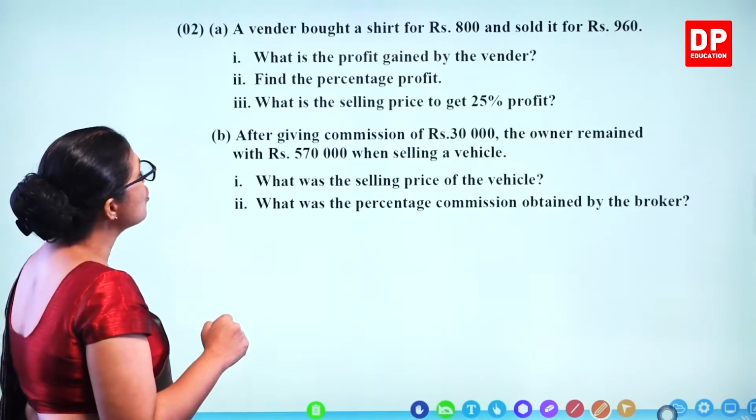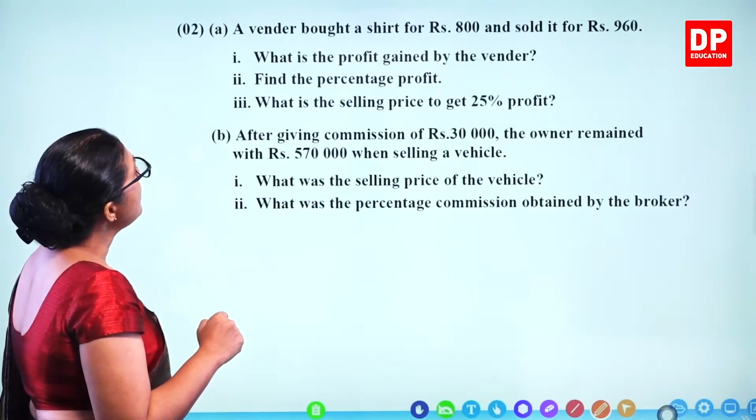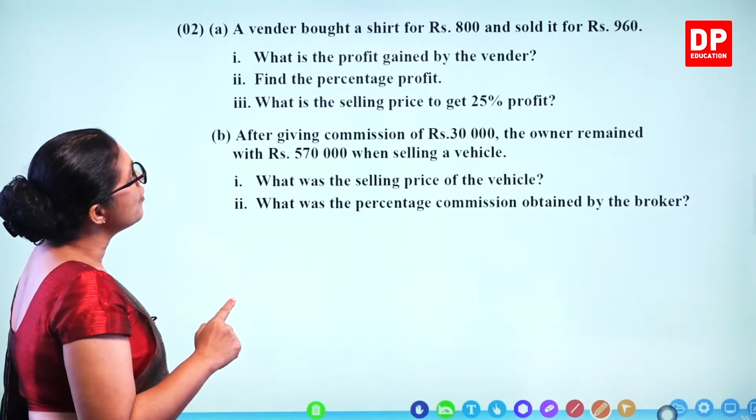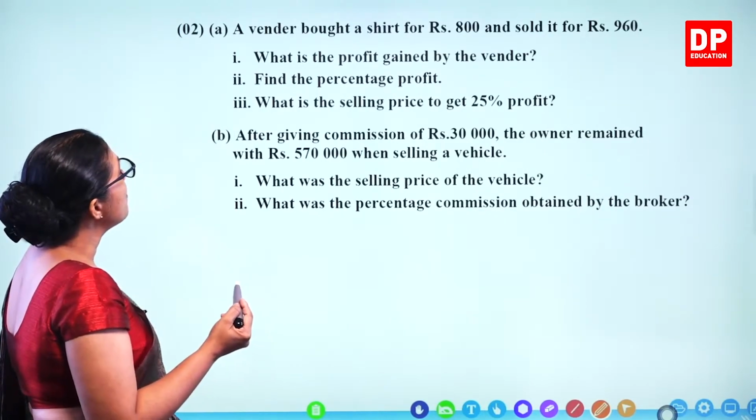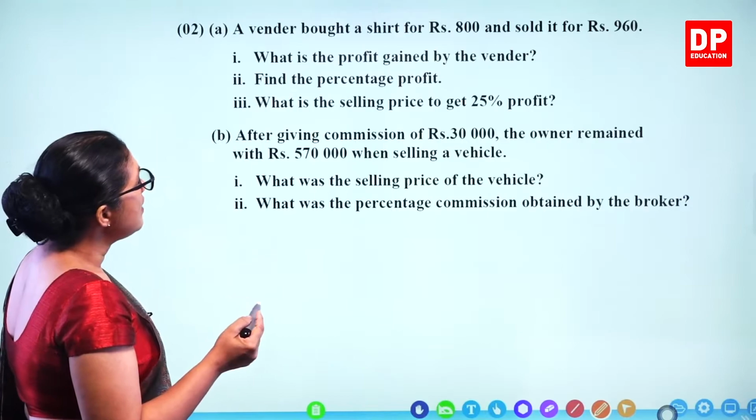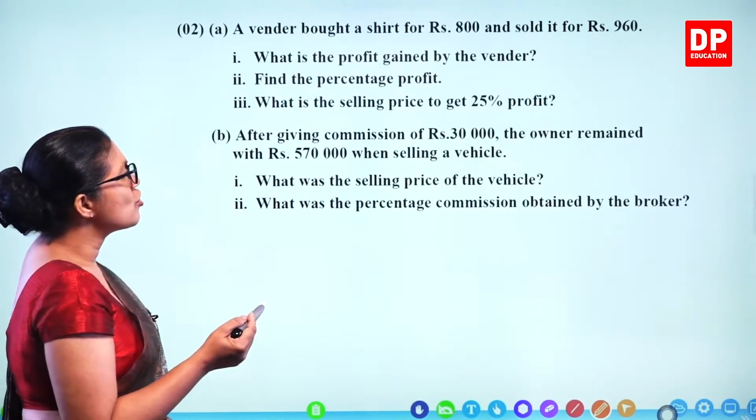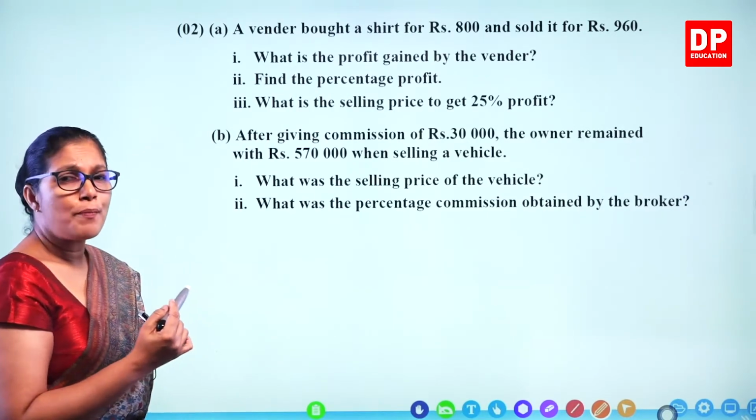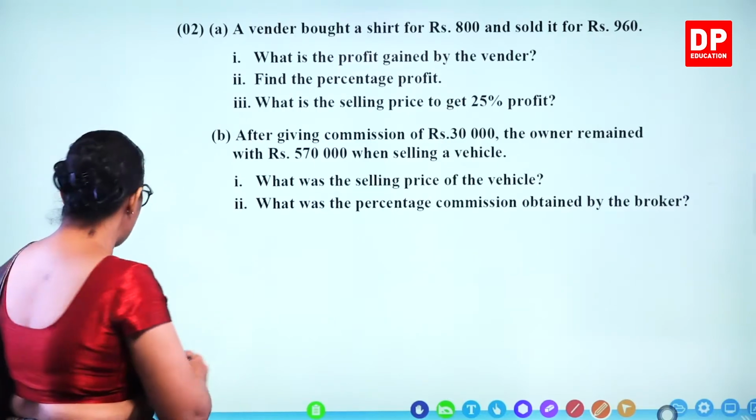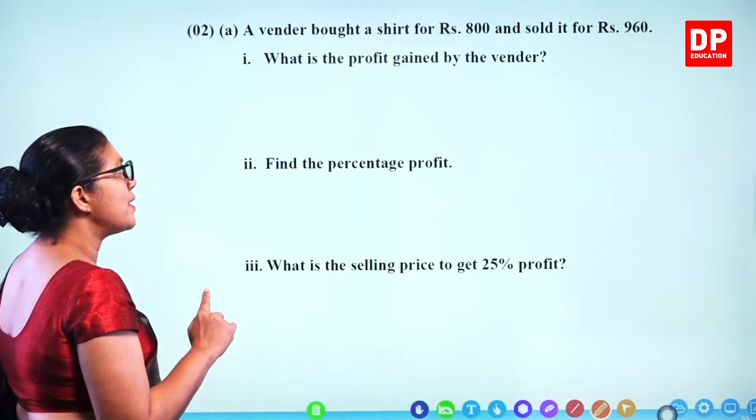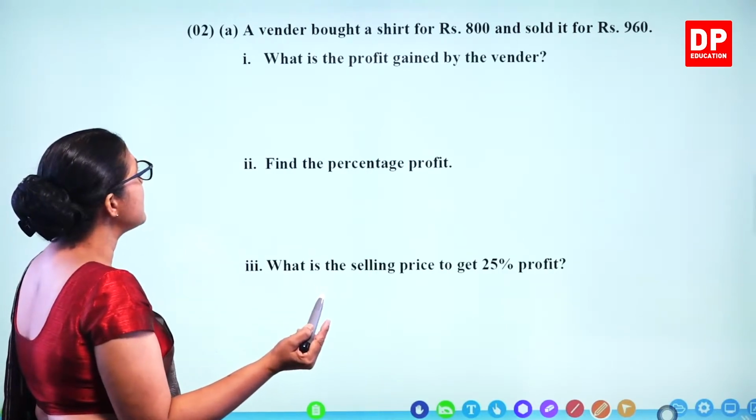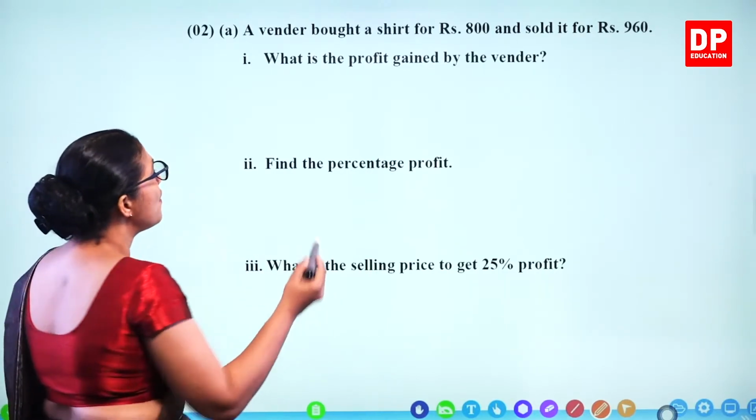Next one, question number 2. A vendor bought a shirt for 800 rupees and sold it for 960. So we need to calculate the profit and then you get percentage, commission, everything. So this is a percentage question. So let's do it. What is the profit gained by the vendor?